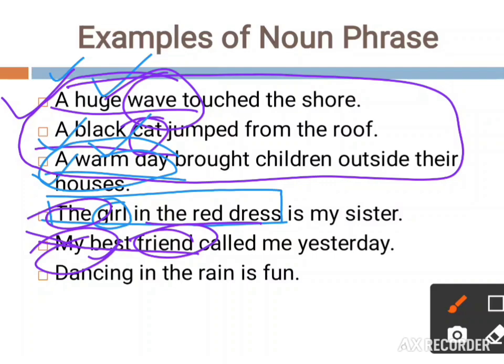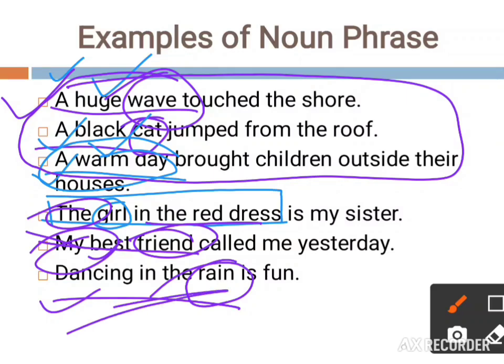Now the last sentence. Dancing in the rain is fun. Find out the answer. What is the noun phrase here? What is fun? Dancing in the rain. So dancing in the rain is the noun phrase here. Now just tell me what is noun in this sentence, in this phrase. Yes, rain is the noun. Dancing is the participle in the other words. So dancing in the rain is the noun phrase in the sentence.